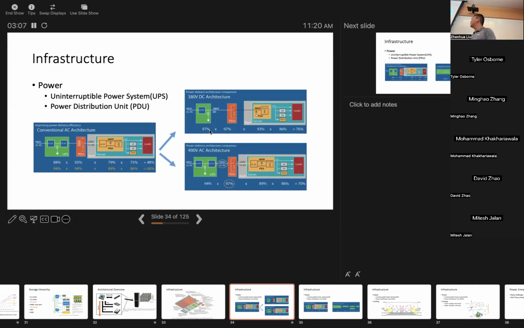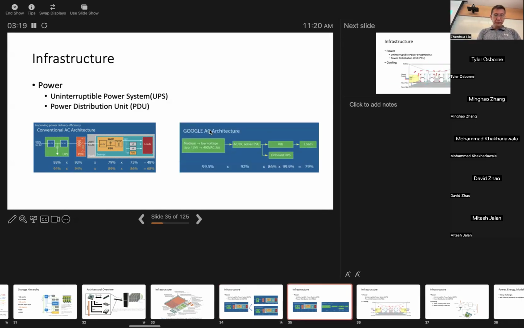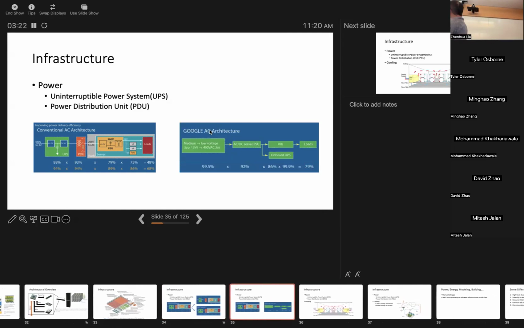Or you can do another way. I just do a lot of AC, but they go to high voltage AC, so they can make it a little bit higher. The more recent one is that almost everything is in AC, and so they also remove some stages. As a result, they can improve it close to 80%. But still, you lose a lot of power on the way.